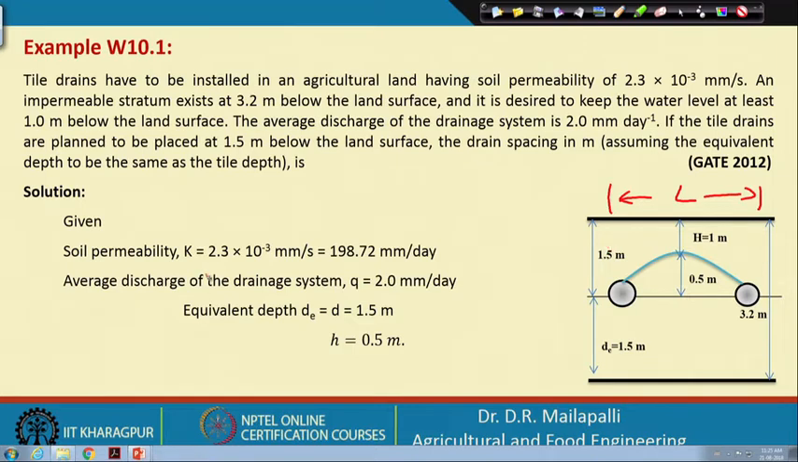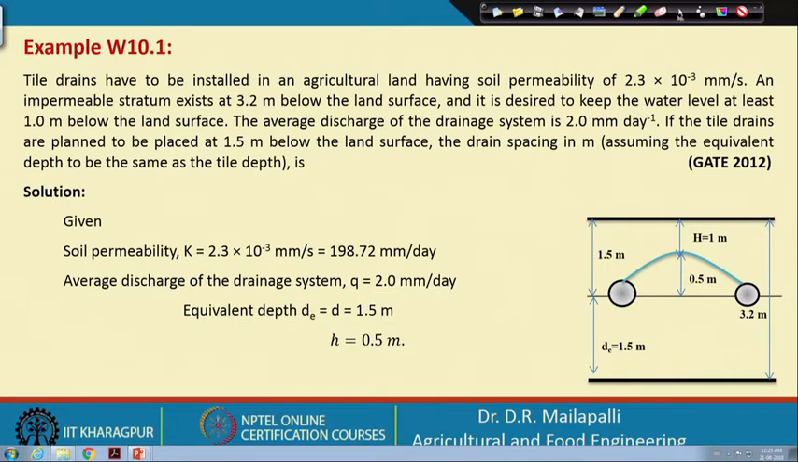Okay. So, K is given, Q is given, and the equivalent depth, here the equivalent depth is same as the tile depth, that is 1.5 meter. Small h is equal to 0.5, because this is 1.5 minus 1. So, this is small h, this is the water table height, capital H minus W, that is small h, that is 0.5.